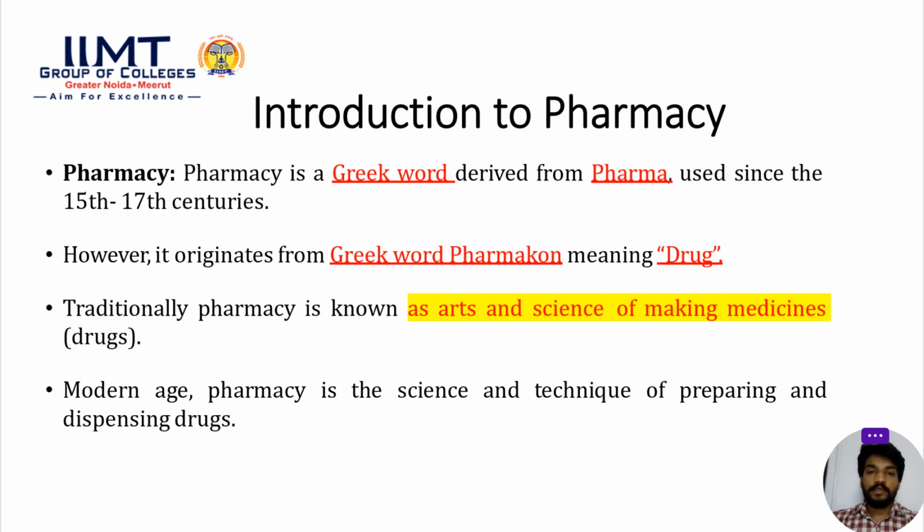So we will start with the first slide, that is introduction to pharmacy. So what is pharmacy? It is particularly derived from the Greek word pharm, and the word pharma used since the 15th and 17th centuries. It particularly originates from the Greek word pharmakon, which means a drug. Traditionally, pharmacy is known as art and science of making medicines, particularly the drugs. Modern age pharmacy is the science and technique of preparing and dispensing drugs.